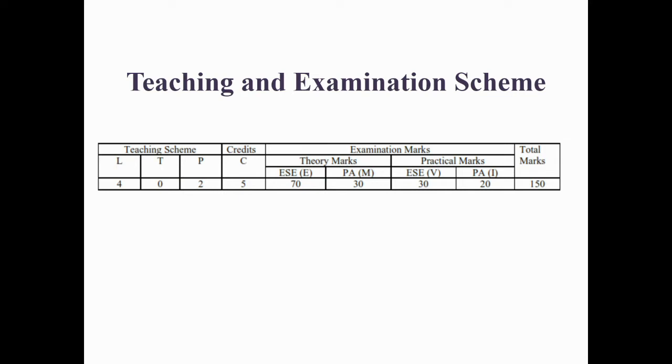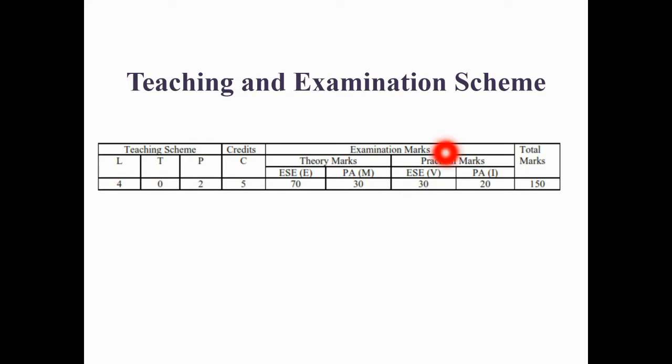Now for the examination scheme, there are 70 marks of external examination. Here the end semester exam would be conducted and you have to secure a minimum of 23 out of 70 marks. Then in theory, there are 30 marks for progressive assessment. So we can say the mid-semester examination, in which you have to score at least 12 out of 30 marks.